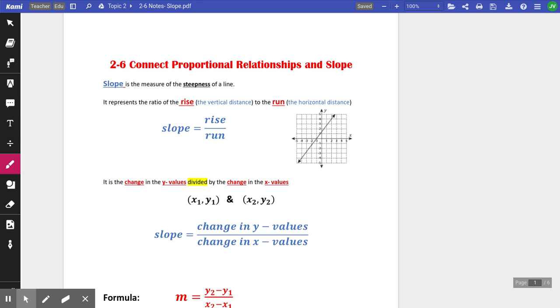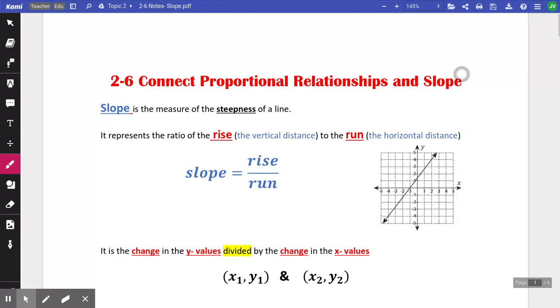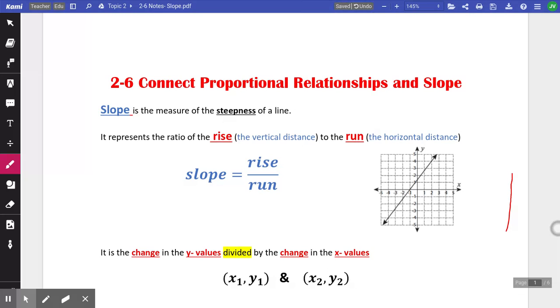In this video, we are going to learn what slope is and how to calculate slope when 2 points are given. The slope is the measure of steepness of a line. It represents the ratio of the rise, which is the vertical distance between 2 points.